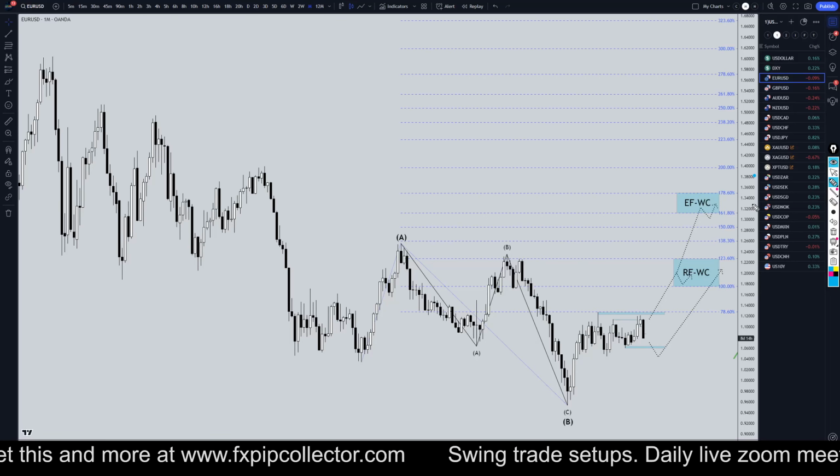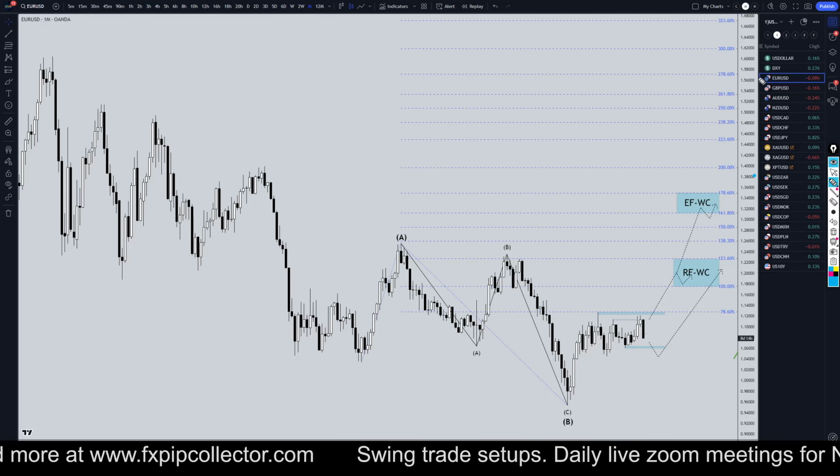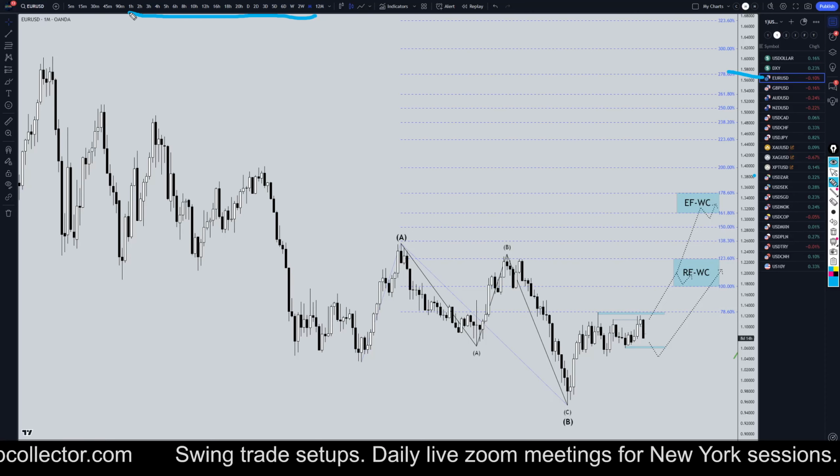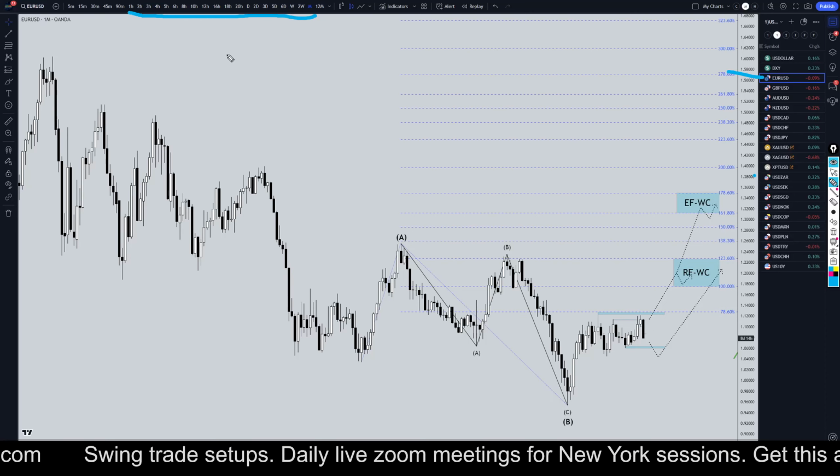Today is Wednesday, October 23rd, and I'm going to be analyzing the US dollar, starting on the monthly, working my way all the way down to the 1 hour time frame for the full top-down analysis.